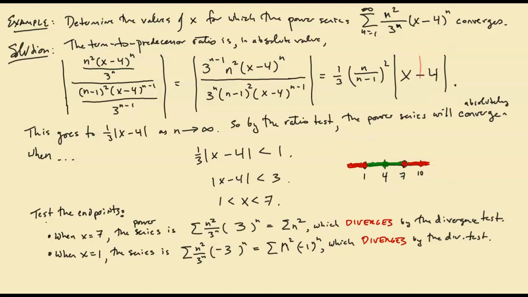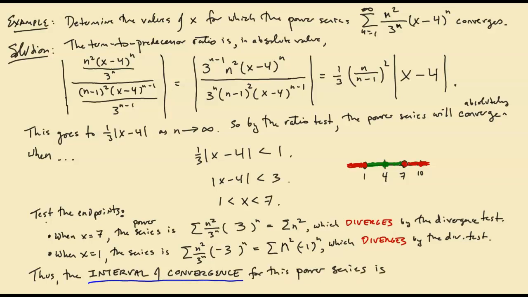So let's sum that up and introduce some vocabulary that I've already used in passing. Thus, the interval of convergence for this power series is 1 to 7. I'm guessing you probably know this notation, but just in case you don't, the rounded parentheses indicate that the endpoint is not included. So not including 1 and not including 7. If you want to include an endpoint, you use square brackets. We'll see an example of that shortly.